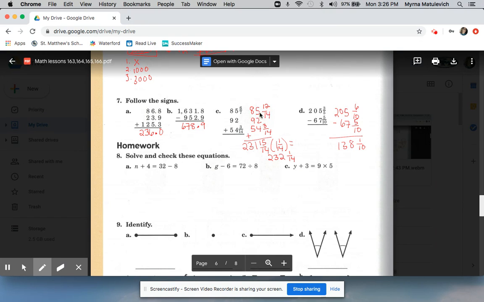7 times 2 is 14, 6 times 2 is 12. Add straight down. Now I have an improper fraction, so I need to change that to a mixed number. Add my whole numbers, and I get 232 and 1/14. I needed to also find a common denominator here and equivalent fractions. 5 times 2 is 10, 3 times 2 is 6, and subtract straight down. I get 138 and 1/10, and you don't have to do the homework.